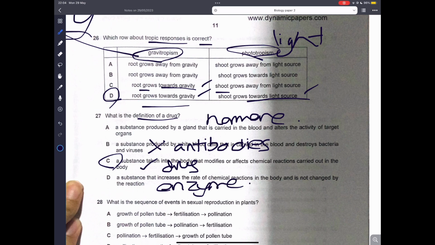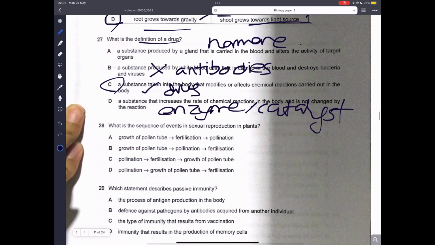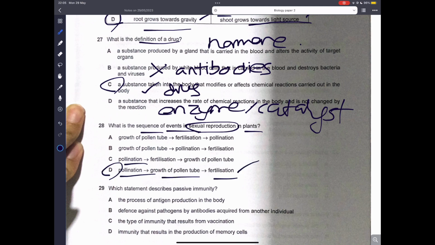Okay. Question 28. What is the sequence of events in sexual reproduction in plants? Well, in sexual reproduction of plants, pollination has to occur first, then the growth of the pollen tube, then fertilization. So D is the correct answer.